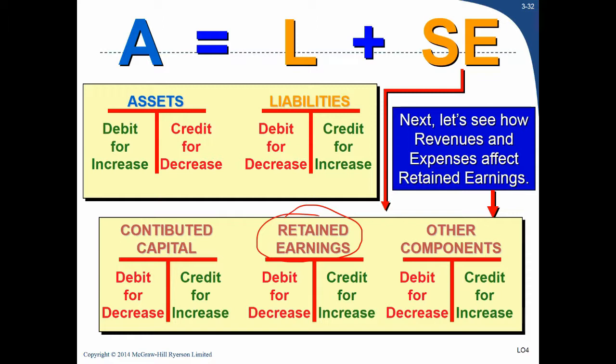Assets are zero. Liabilities positive $10,000. Shareholders' equity negative $10,000. So you can't have negative liabilities, but you can have negative shareholders' equity. And that's a result of recurring losses. It's not uncommon, actually, to see negative shareholders' equity.